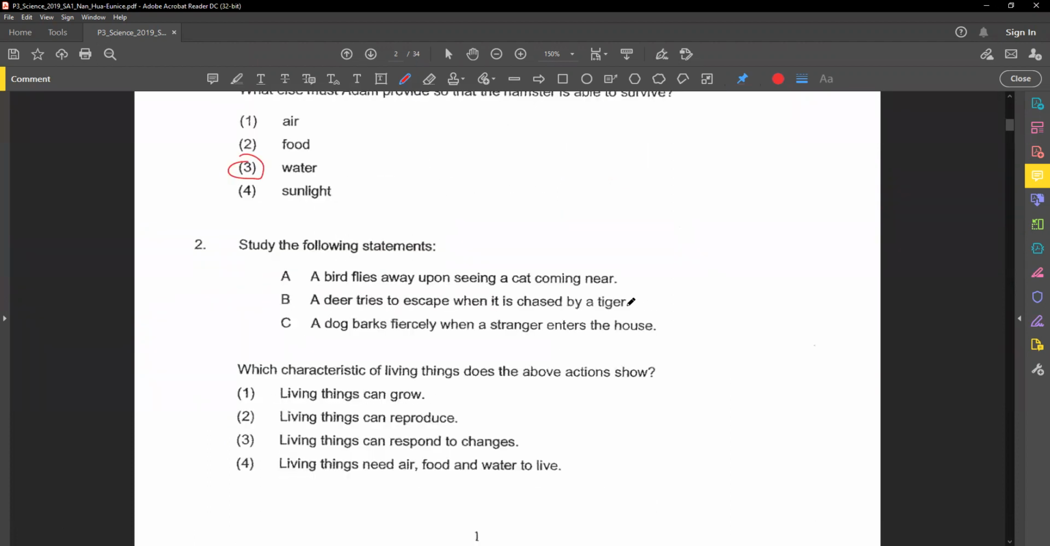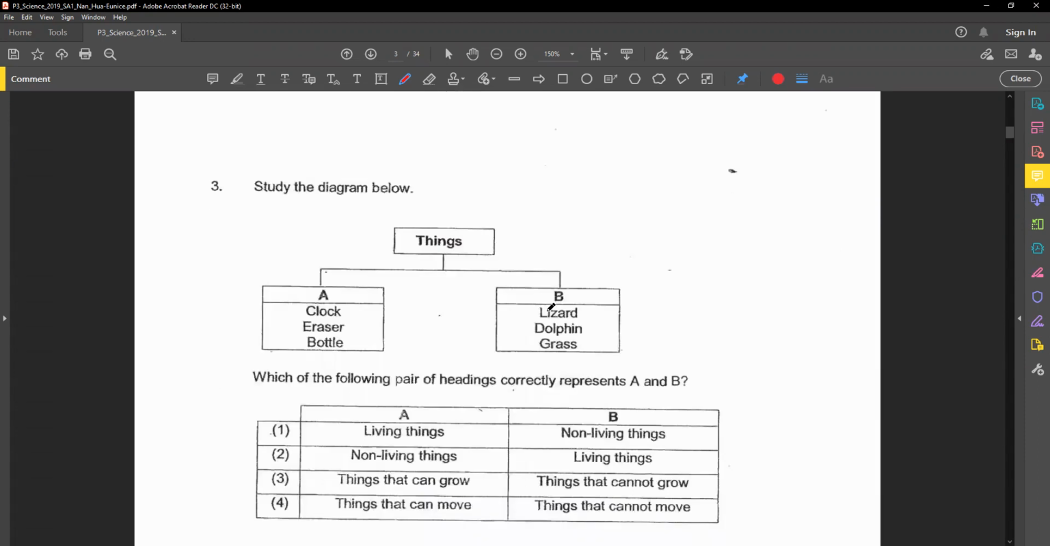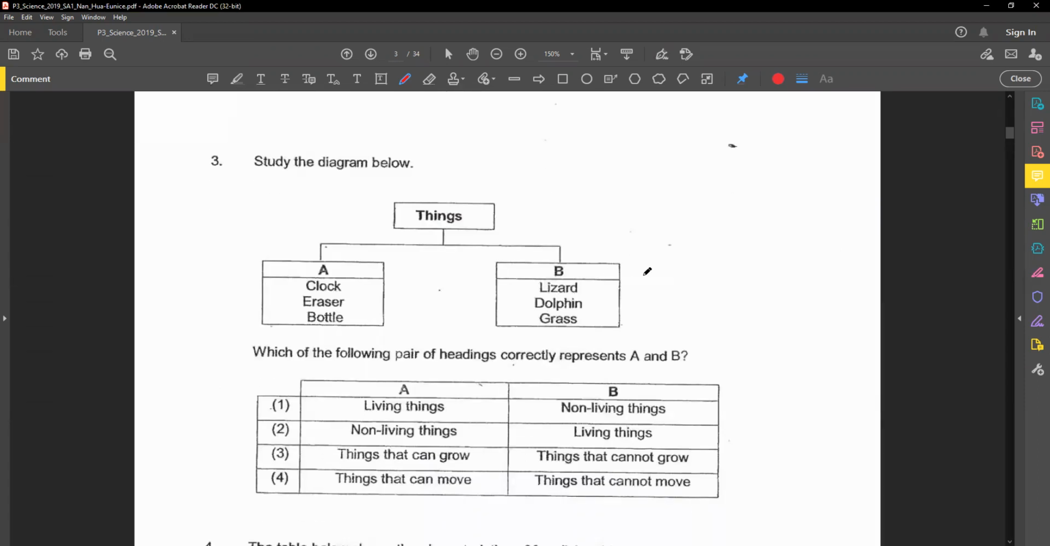The second question asks, what characteristics of living things does the above action show? Looking at the statements, we can see that the actions are flies away, tries to escape, and barks fiercely. With the elimination method, we can see that these actions are not related to growing, reproduction, or air, food, and water. So the correct answer should be 3. Respond to changes. Looking at statement A, the bird's response is to fly away upon seeing a cat. So that's the change.